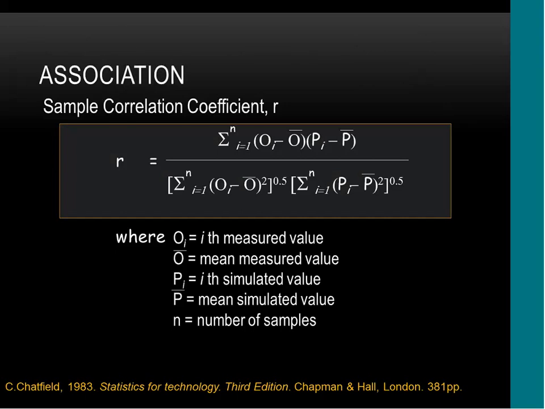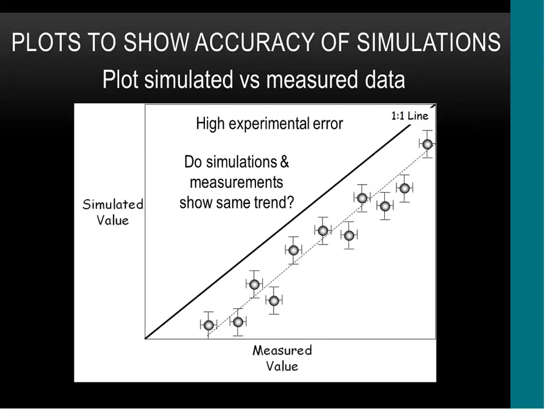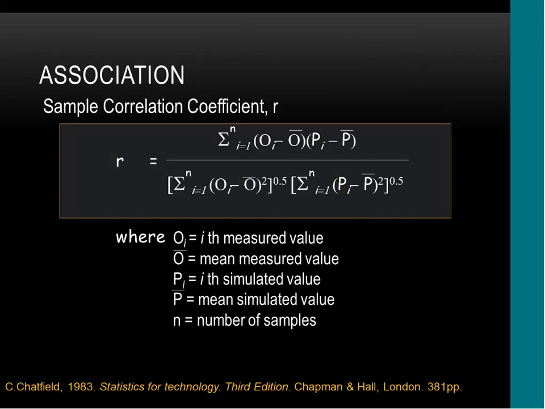The standard sample correlation coefficient, R, can be used to determine association. You'll all be used to seeing this. You can do this automatically in Excel. You can basically do it using any statistical package. And what this does is it checks for the association between the measurements. So here we would have a very high R squared value. We'd have a very high level of association, even though we've got significant under or over prediction.